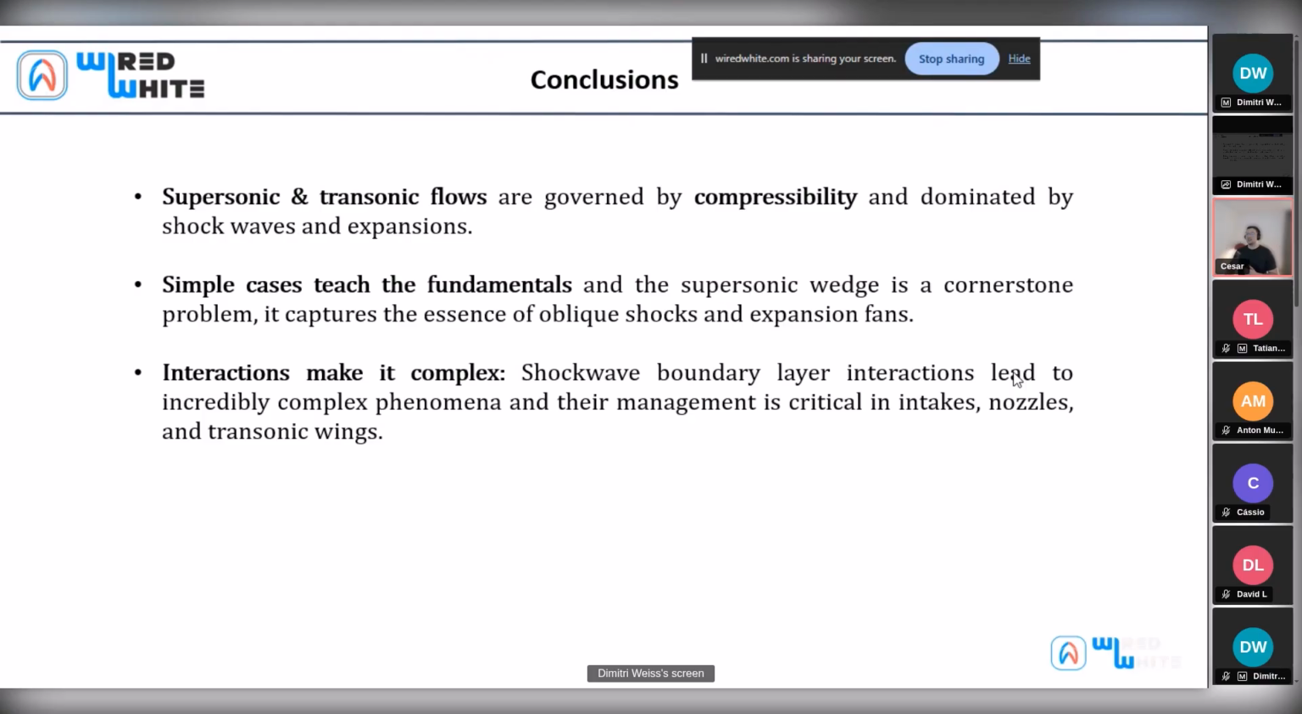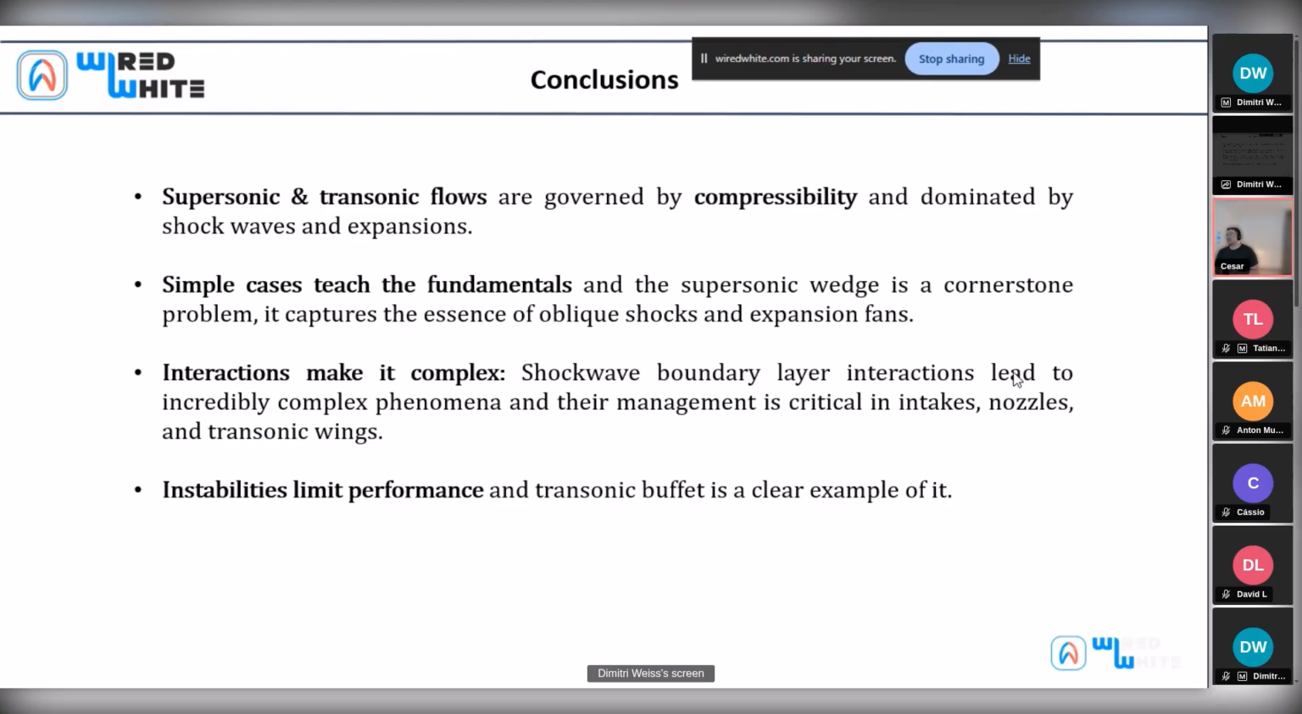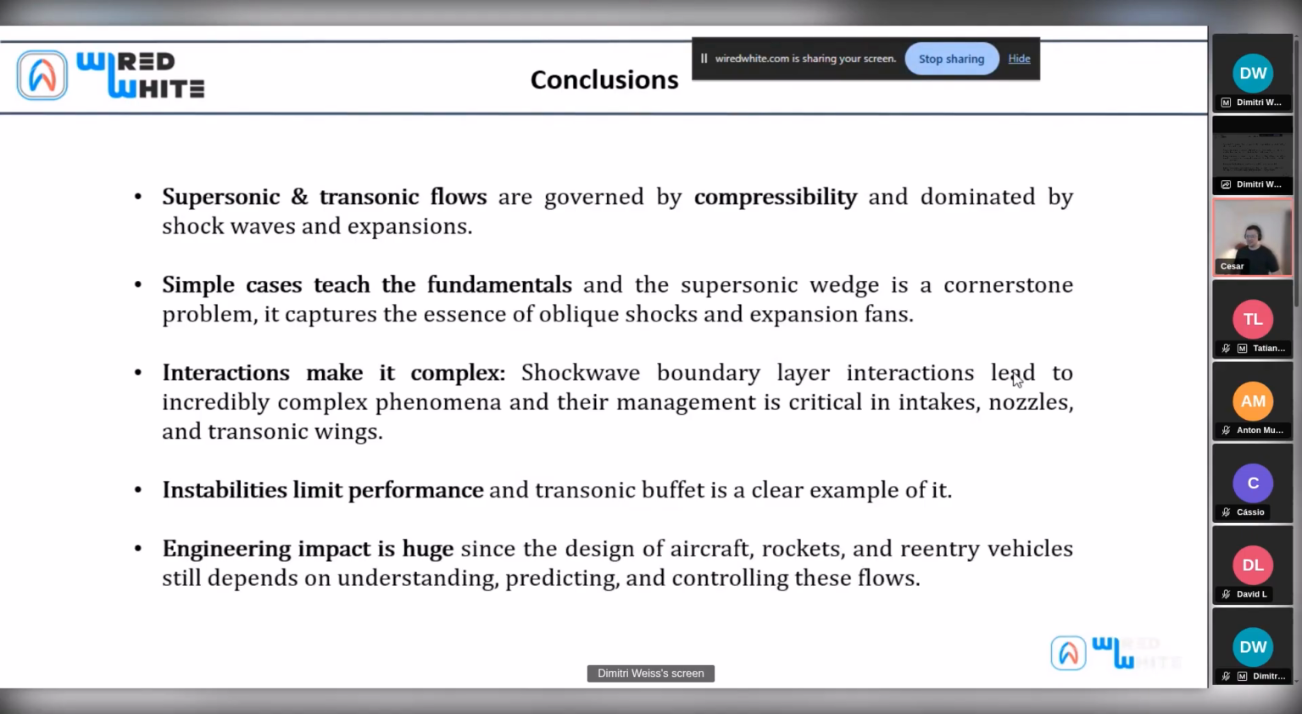Then the next point, instability limits performance, and transonic buffet is a clear case of it, which is typically the key limiter of these flight envelopes. And then the final point, the engineering impact is huge, because of the design of these high-speed vehicles. Because of the high complexity of this supersonic flow, it is key to understand how it works in order to counteract and design vehicles that can mitigate or deal with these very severe and harmful effects.